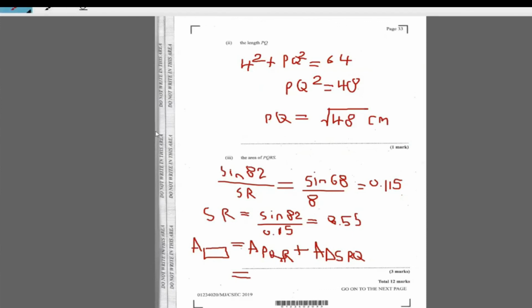So this works out to be 13.86 plus 17.1. And then I add them together to get my final area. And my final area is 30.96. And remember, area is centimeters square. Easy. Nice.